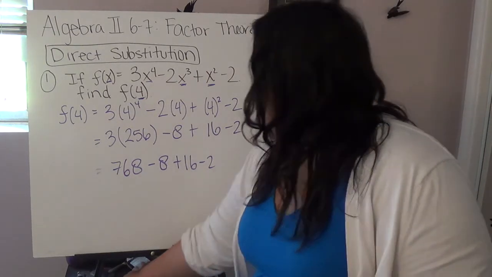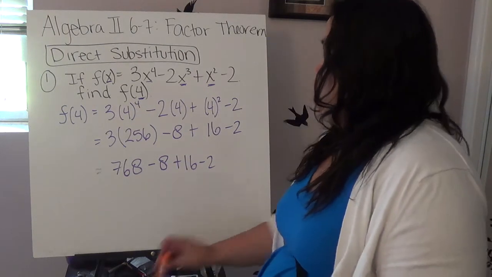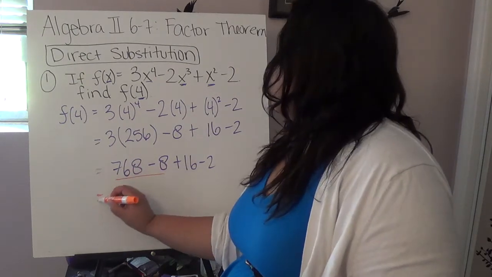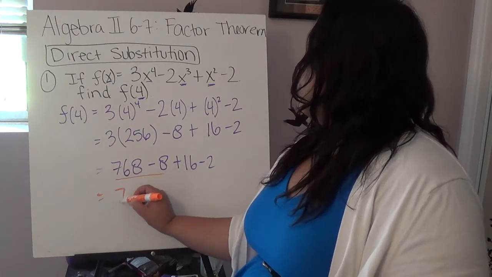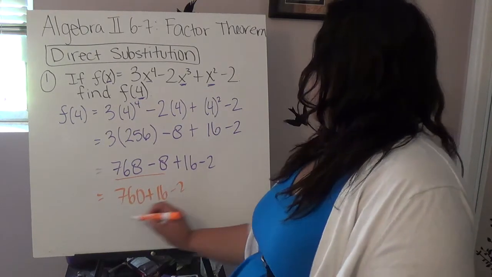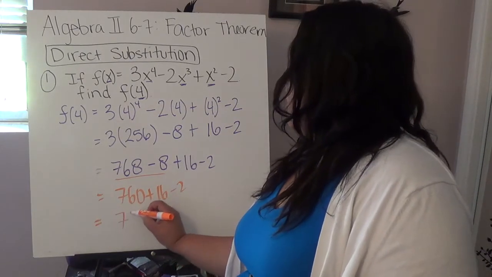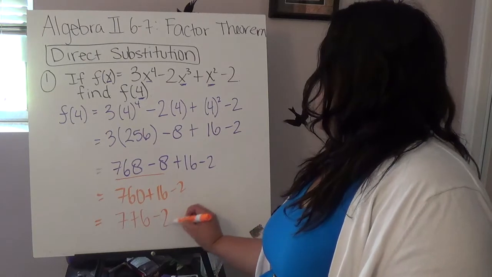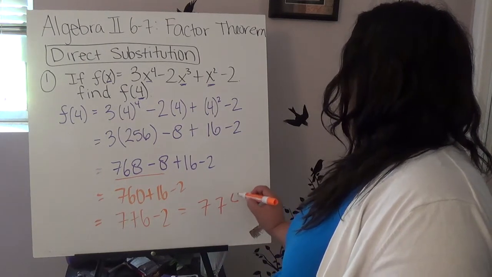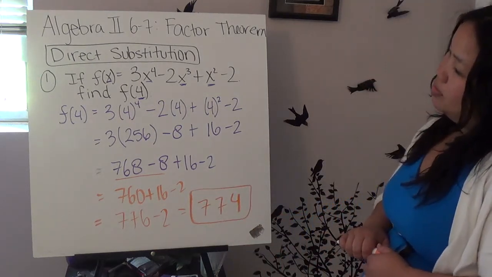Now from here, the order of operations wants us to add and subtract from left to right. So we're going to start with these and combine them. 768 minus 8 is 760, plus 16 minus 2. Then 760 plus 16 is 776, minus 2, and 776 minus 2 is 774. So this is in fact our answer.